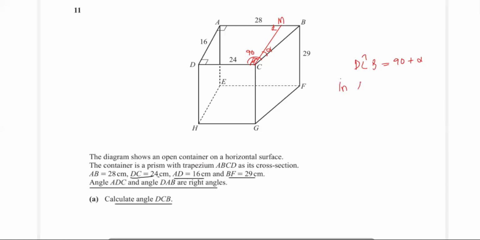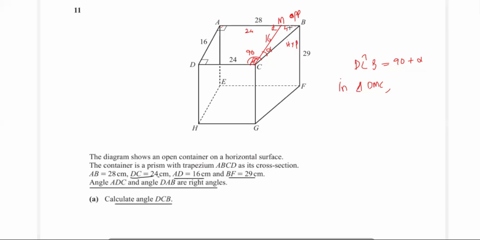Therefore, in the right angle triangle DMC, this is the hypotenuse, this is the adjacent side, and this is the opposite side. The total length is 28. This AM length is 24, so the remaining length will be 4. The hypotenuse is CB, and the length of DA and the CM length will be equal. Therefore, this length will be 16.